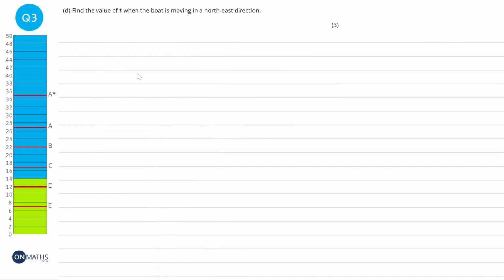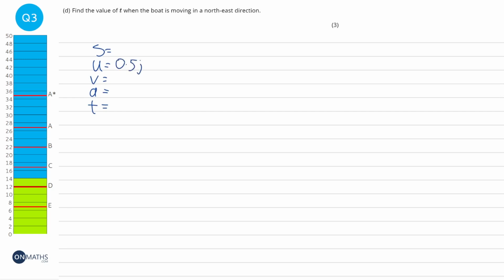This question's very similar to part C. We're going to start by putting our suvat out and work out what we know and what we're trying to find. We're not interested in distance in this, but we do know that the initial velocity is 0.5j.